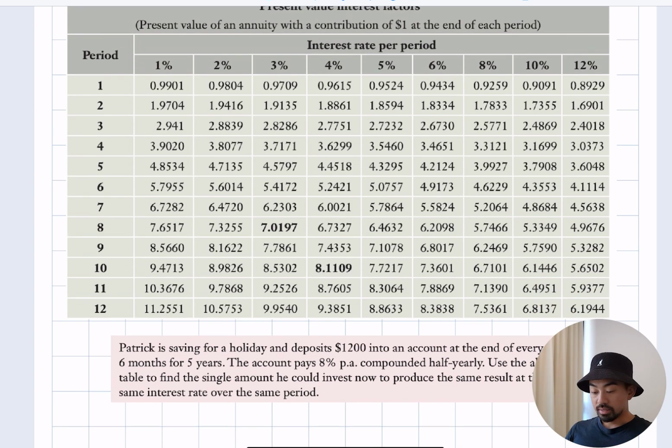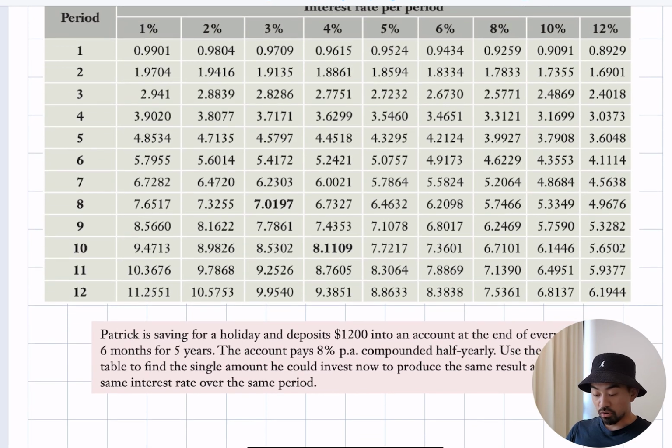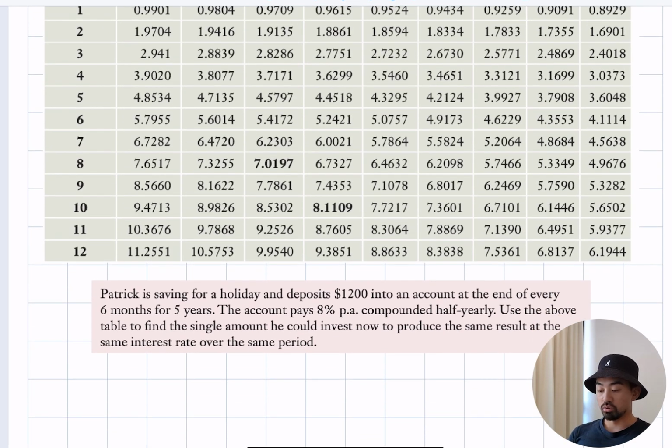So let's have a look at this question here. Patrick is saving for a holiday and deposits $1,200 into an account at the end of every 6 months for 5 years. The account pays 8% compounded half yearly, and we want to use the table to find the single amount he could invest now to produce the same result at the same interest rate over the same period of time.